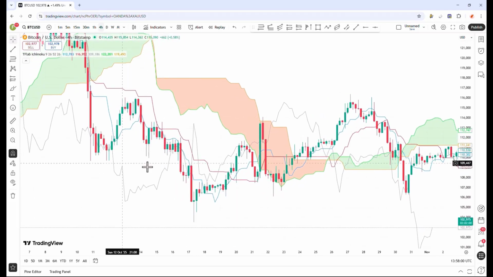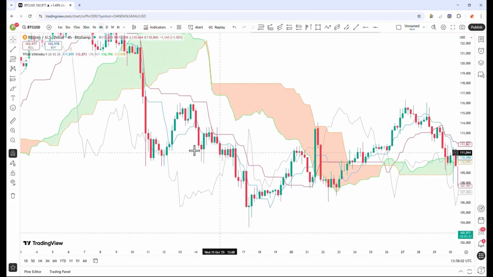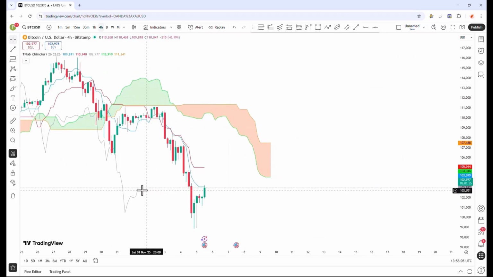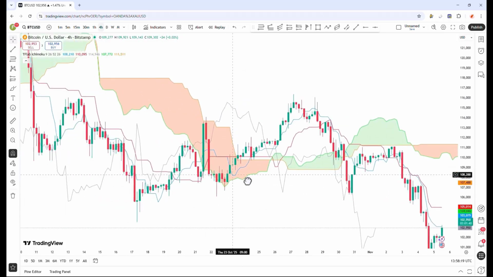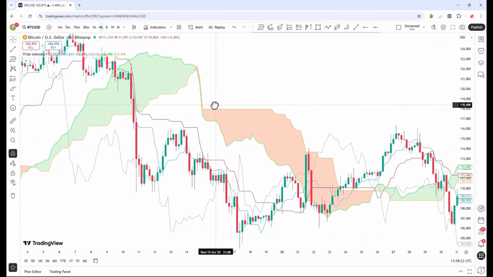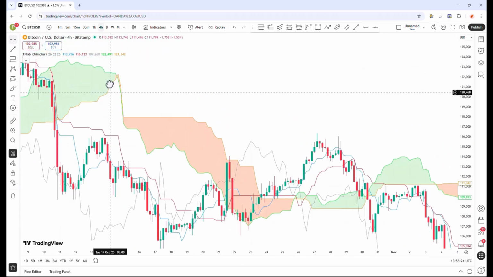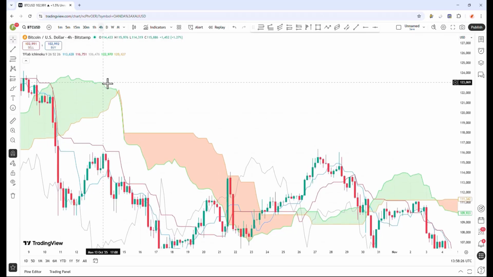Finally, the gray line is called the Chikou Span, which represents the current price of the indicator, but shifted 26 candles back on the chart. Here, you can see that it is exactly 26 candles behind the current price, and it is used as confirmation for both bullish or bearish trends. When it is above the price, it confirms a bullish trend, and when it is below the price, it confirms a bearish trend. When the green line, or Senkou Span A, crosses below Senkou Span B, the cloud turns orange.